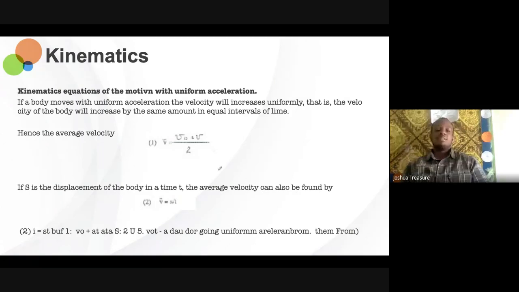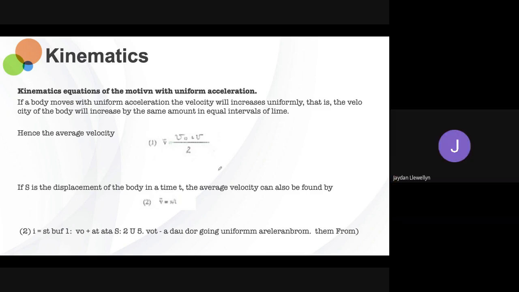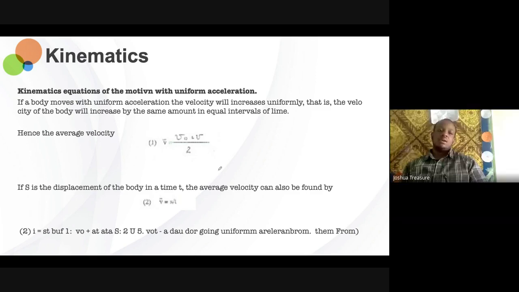So this is the kinematics equation of the motion with uniform acceleration, right? Uniform acceleration means what? Is it changing or is it constant? It is constant. Exactly. That's how I want you to answer my other questions. Don't shy out on me, please.